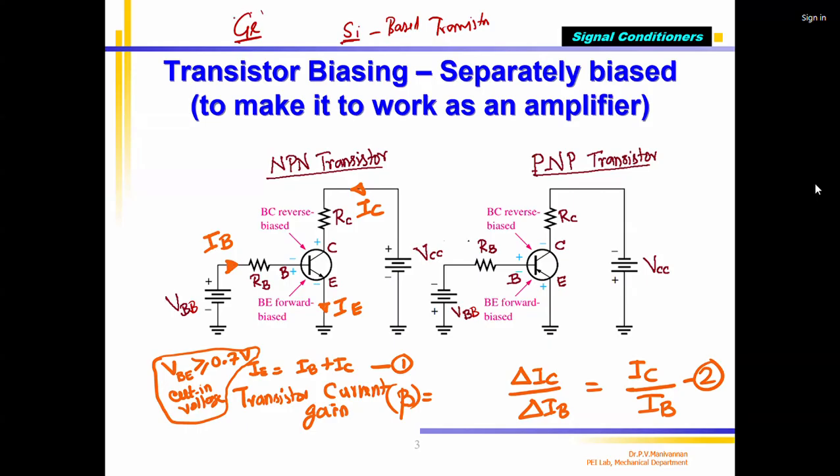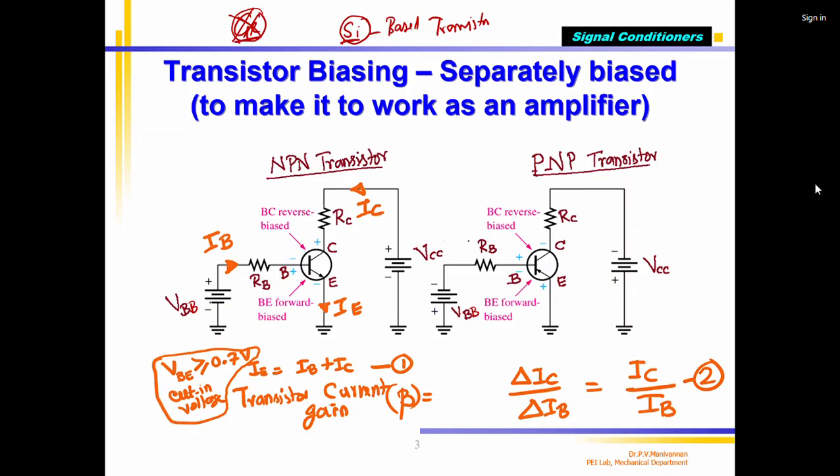But it has a lot of problems. This was the first semiconductor invented, in the 1960s. But after that, they found that silicon is a better material than germanium to make transistors. So now nobody is using germanium. All the transistors you are seeing are made of silicon-based material.